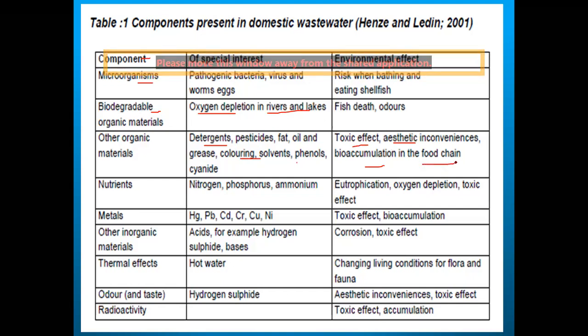You will get disease, you will get dysentery or diarrhea or some sort of vomiting sensation. Next, the nutrients. What are the nutrients? The nitrogen, the phosphorus, the ammonium.